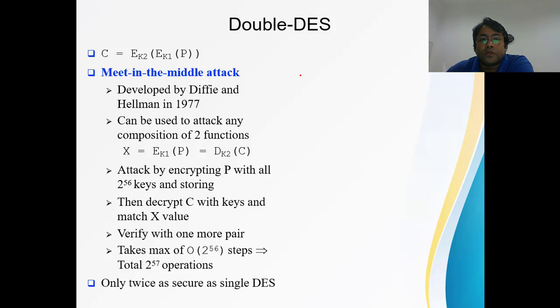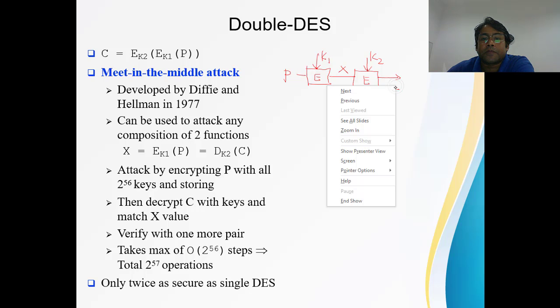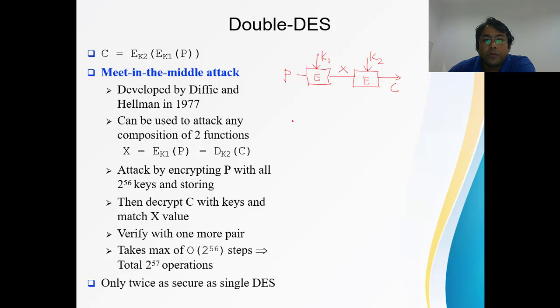Let's take a look. Let's consider that we have a plain text. That plain text will be passed through the DES encryption algorithm, and it will generate an intermediate cipher text called X. In this case, we are going to use key 1. Again, this X will be passed through DES encryption utilizing another key, which will produce the cipher text. This is the idea behind double DES.